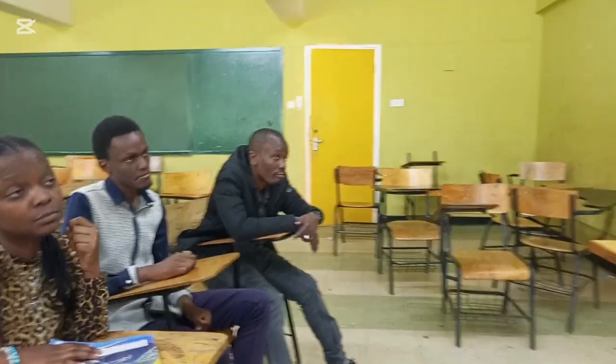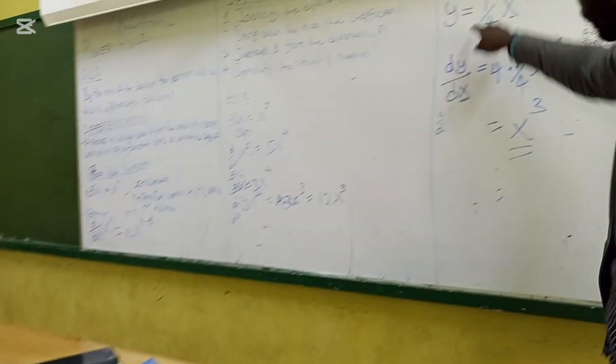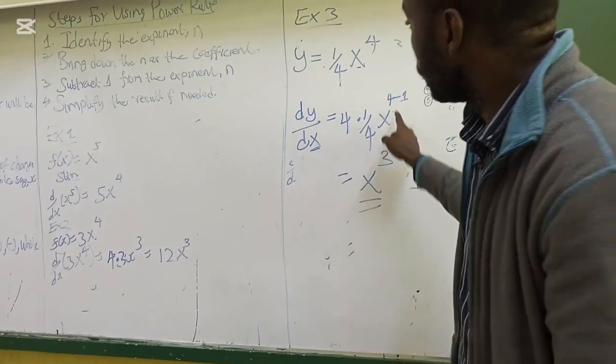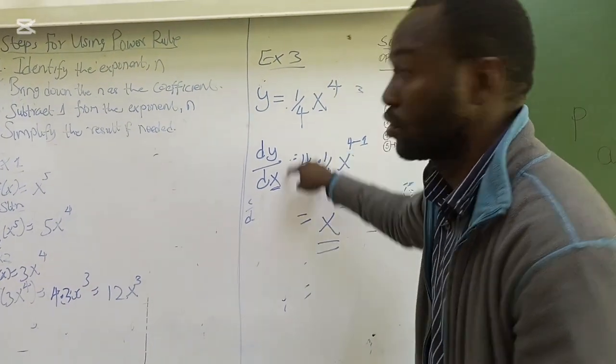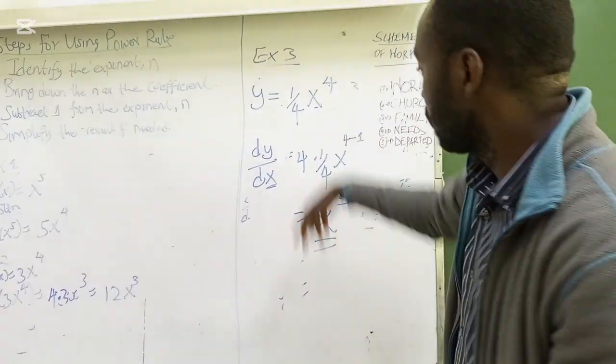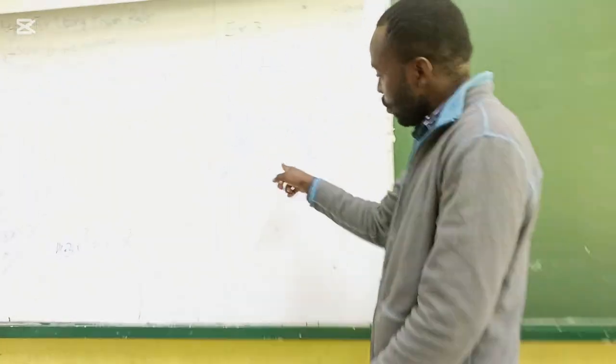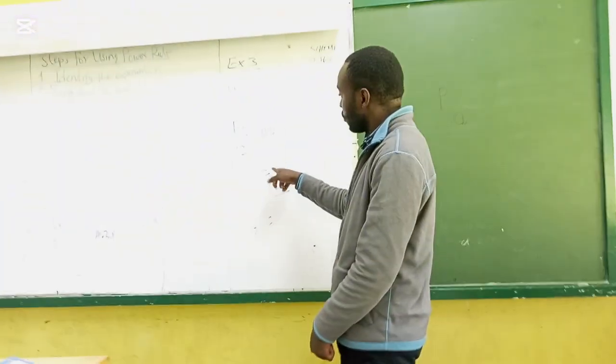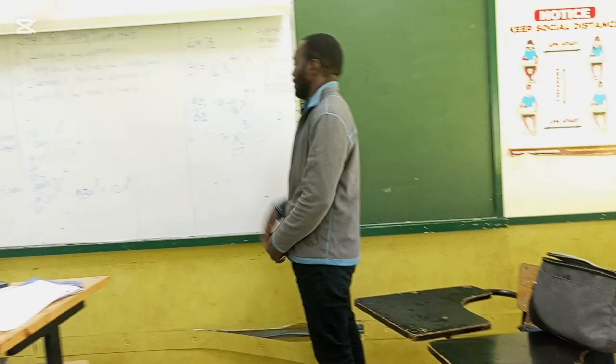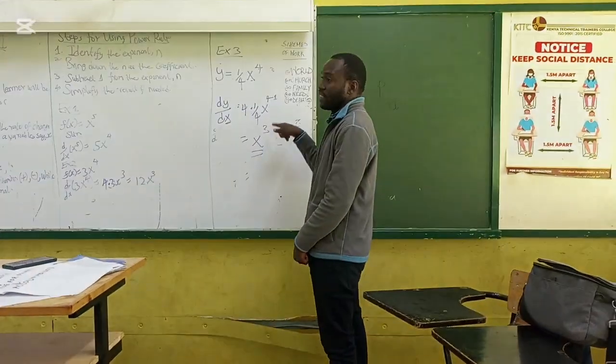Originally, the coefficient of x raised to 4 is a quarter. So when I bring this down to act as our coefficient, it will be 4 times a quarter. You have to simplify this. You cannot leave a function like this. So when you simplify, this and this will cancel. You remain with 1, but you do not need to write 1. Just write x. So our answer is x cubed.